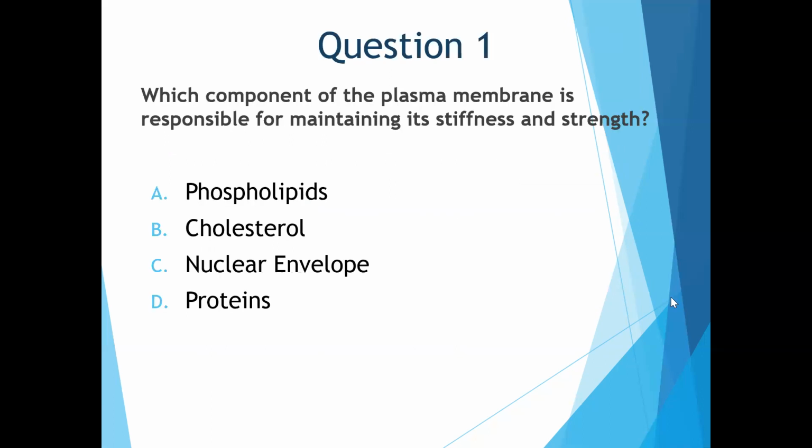All right, first review question for this lecture. So which component of the plasma membrane is responsible for maintaining its stiffness and strength? A, phospholipids, B, cholesterol, C, the nuclear envelope, or D, proteins? All right, take a moment, pause your video, think about it, look back if you need to.